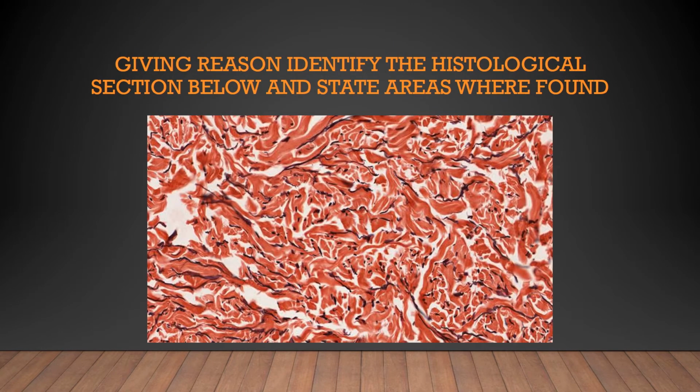So this is the slide of dense irregular connective tissue because it contains densely packed collagen fibers oriented in different directions. So dense irregular connective tissue is resistant to tearing by stretching forces from different directions, and it's found in the reticular layer of the dermis.